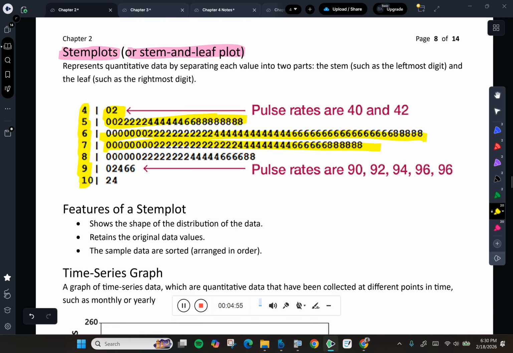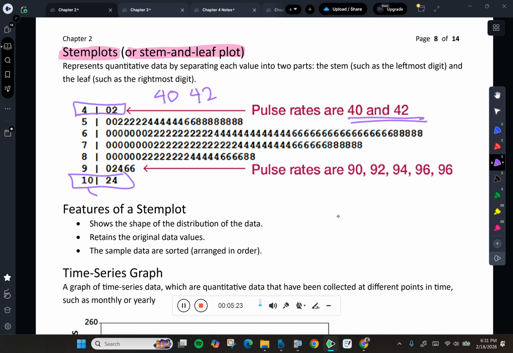And so all of these values over here on the right represent the last digit in the data point, and the numbers on the left represent the rest of the digits. So when I look at this first row right here, I see a leading digit of 4, one terminal digit of 0, and another digit of 2. So those are the pulse rates for 40 and 42. Down here, what's that? Well, the leading is 10.